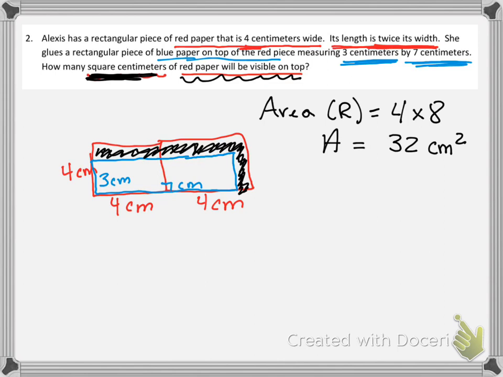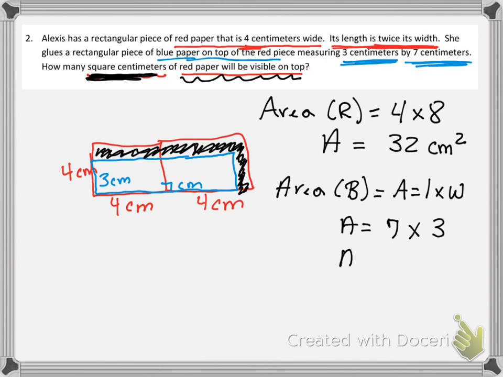And then now we have to find the area of the blue. And A equals length times width. We look at the blue, and A equals the length, which is this 7, and then the width is the 3. So we have A equals 21 centimeters squared.